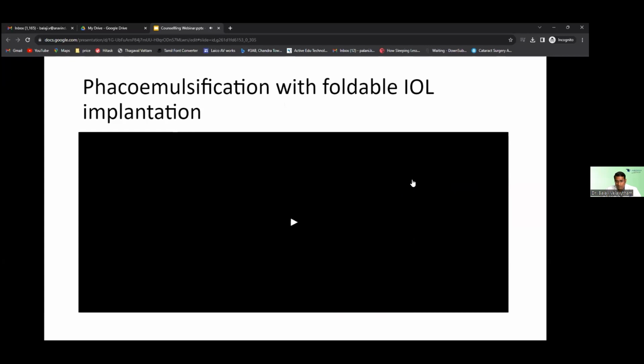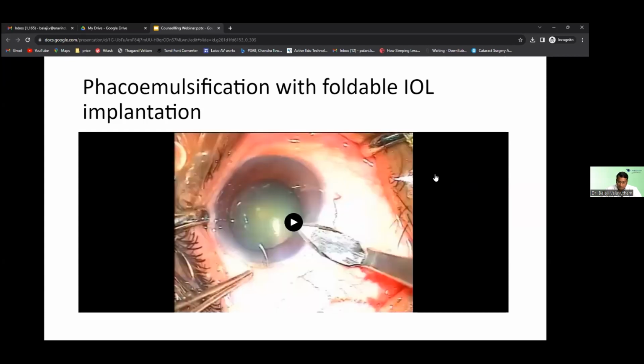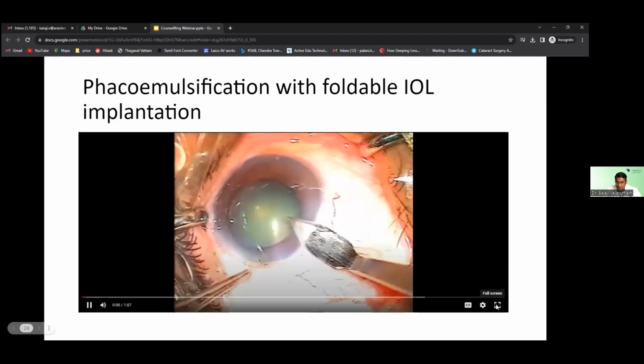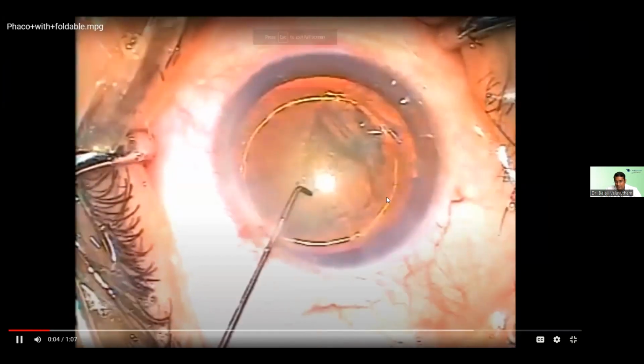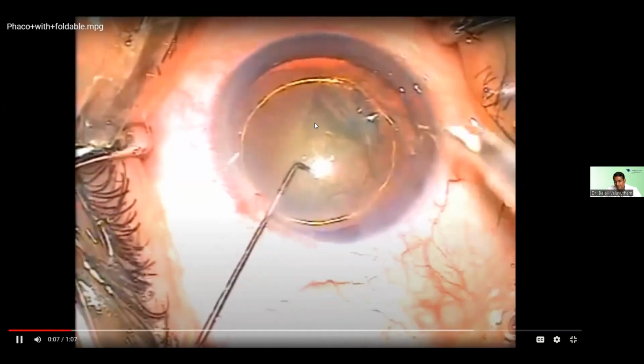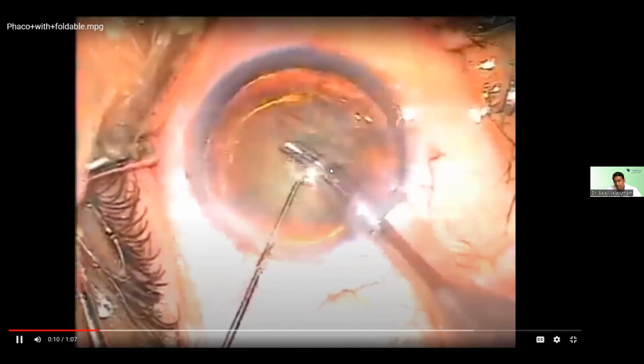Now we go into a phacoemulsification video. Phacoemulsification, I'm going to show two videos, one with a softer cataract and the second video with a harder cataract. Here, a 2.8 mm incision is made. Rhexis is already made. The surgeon is taking the phaco probe inside.